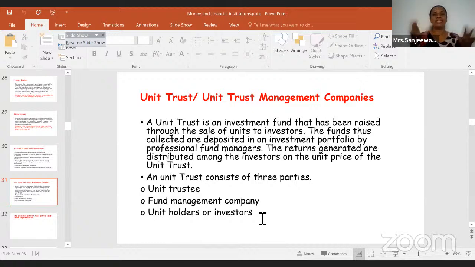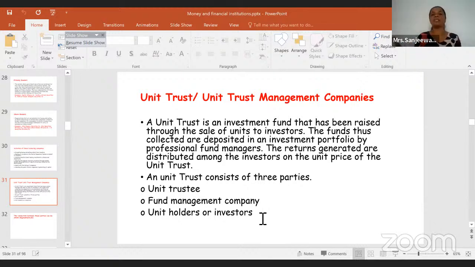Okay? So you consult a person and tell him, we don't know this, can you invest on behalf of us? So he does that. He invests in shares, he buys lands, whatever, they invest. Okay, so the return that they get from several investment portfolios, they put again into the fund and divide that among themselves. That is unit trust, children, right?